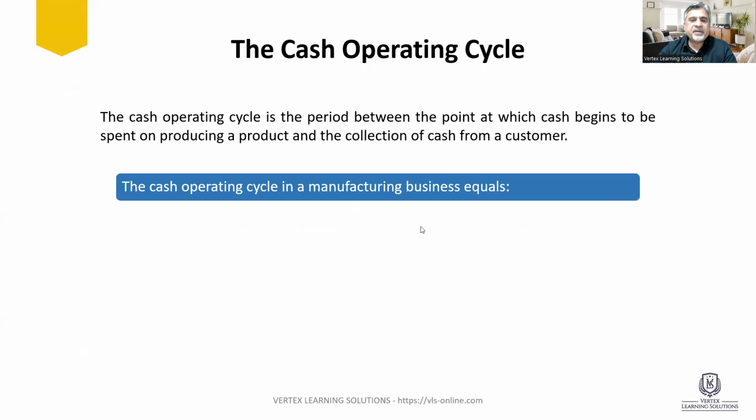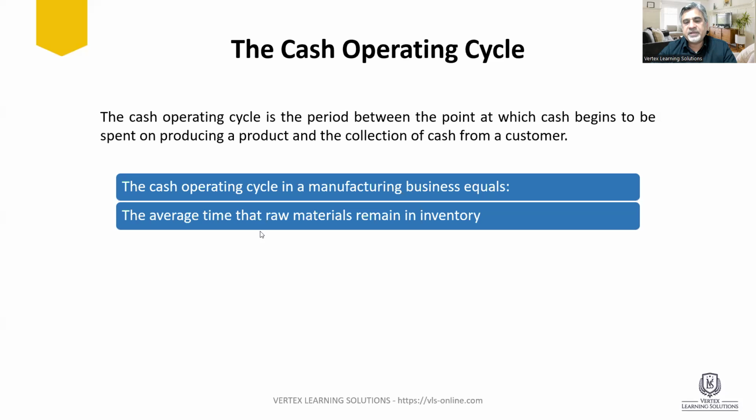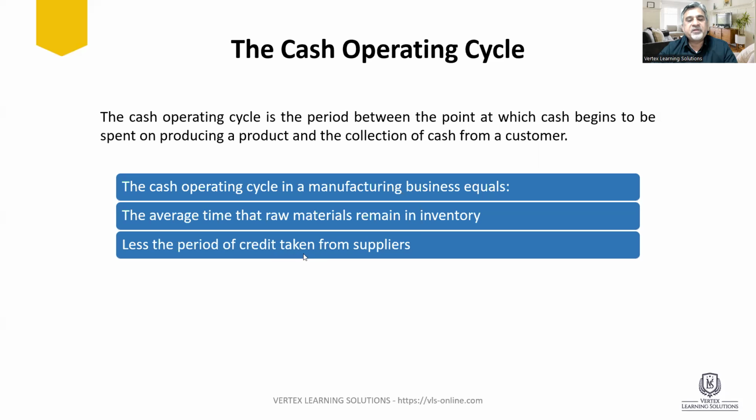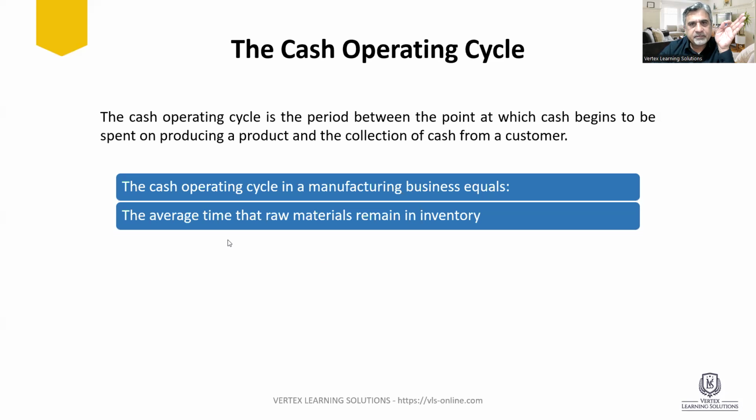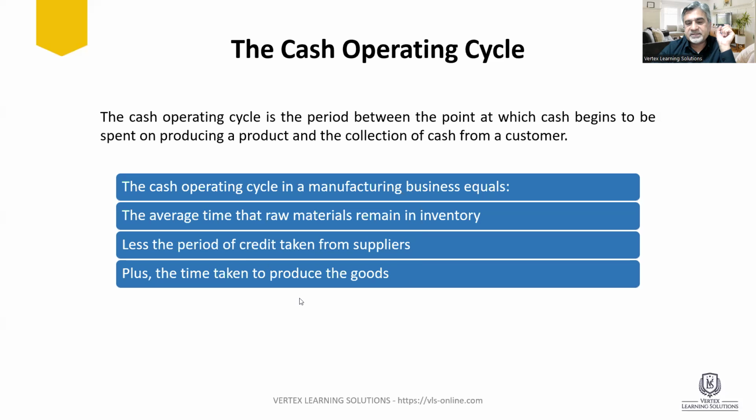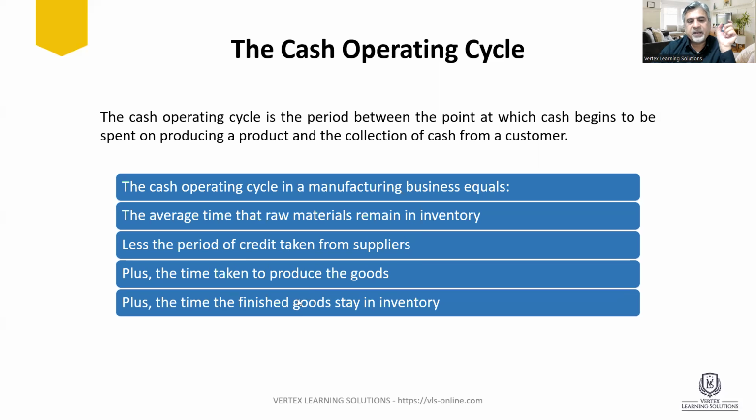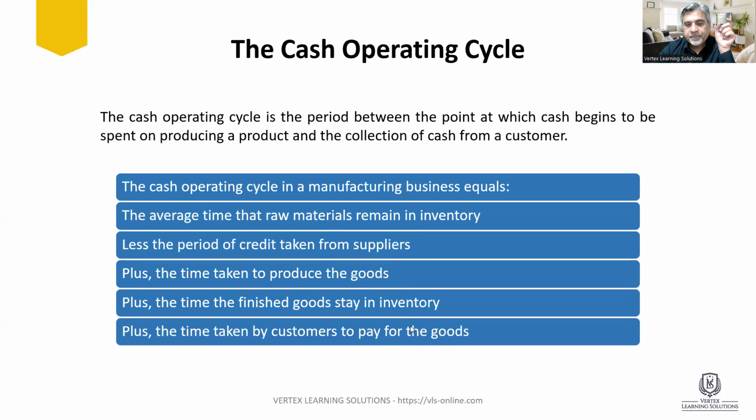Cash operating cycle in a manufacturing business is equal to the average time raw material remains in the inventory, less the period of credit taken from supplier. I usually subtract it at the end. So you should think like add inventory days, how many days the goods remain in your inventory, plus production days, plus the finished good warehouse, and then plus the receivables, and then you say minus this period.